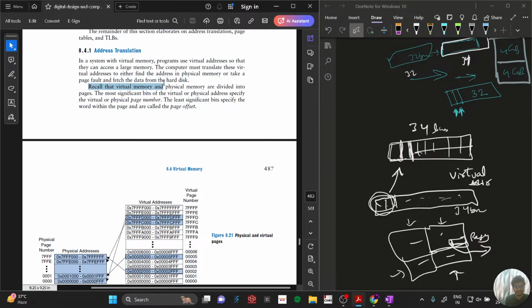Recall that virtual memory and physical memory are divided into pages. The most significant bits of the virtual or physical address specify the virtual or physical page number. The least significant bits specify the word within the page and are called the page offset.